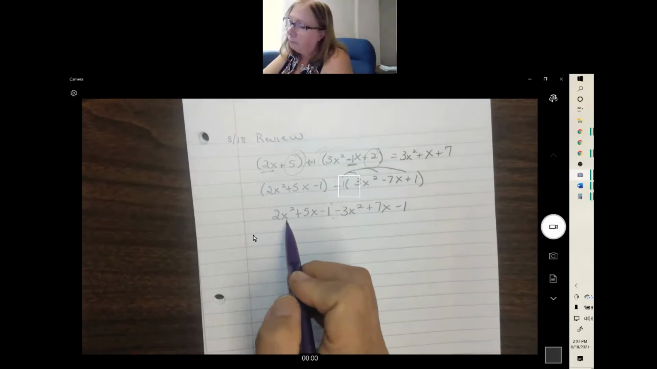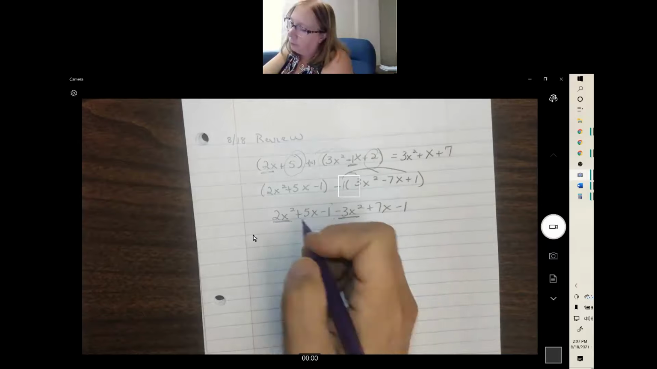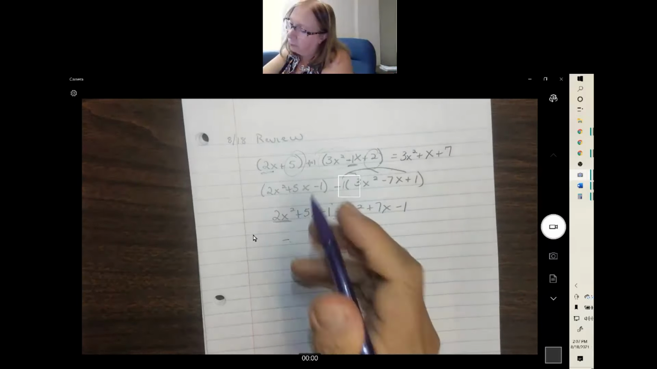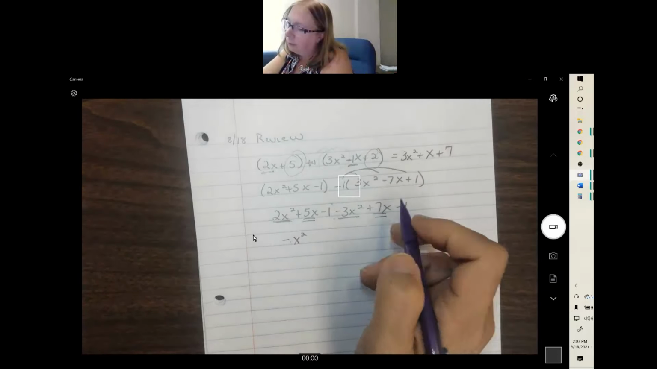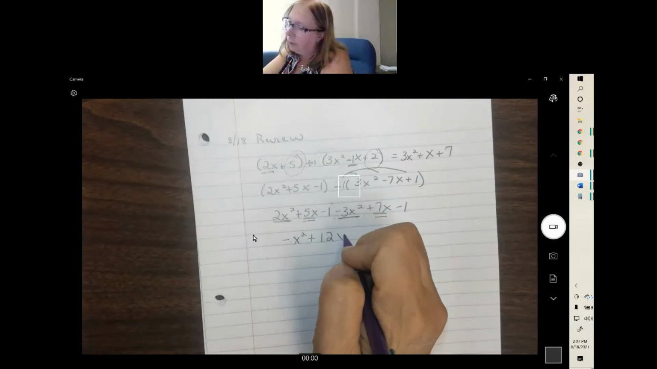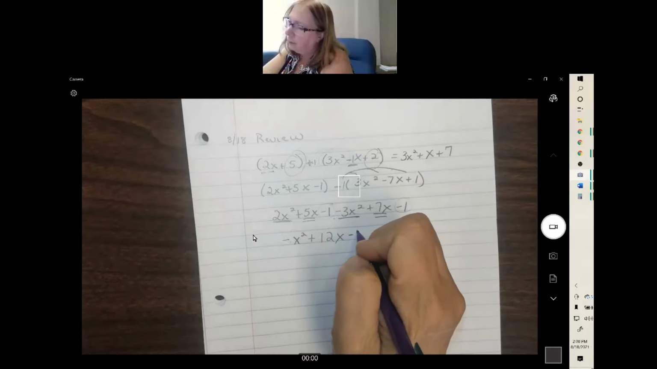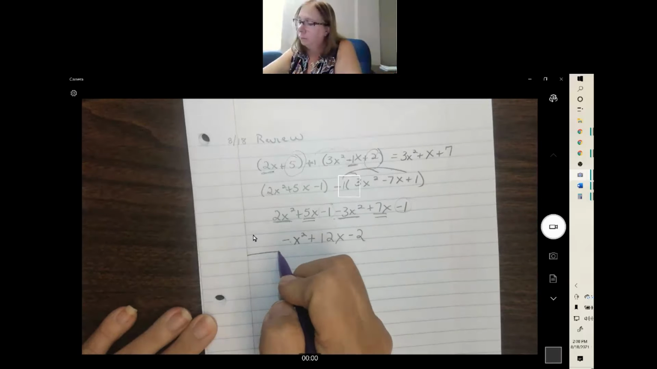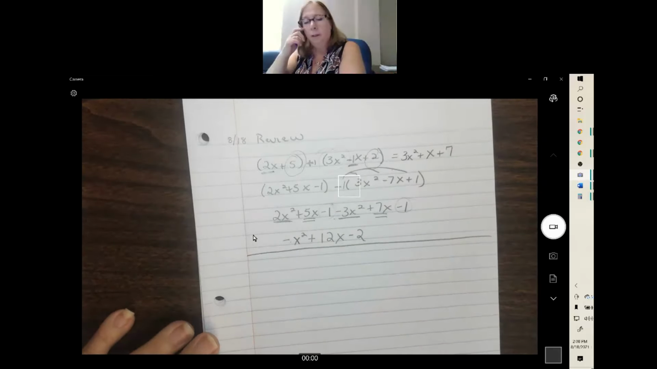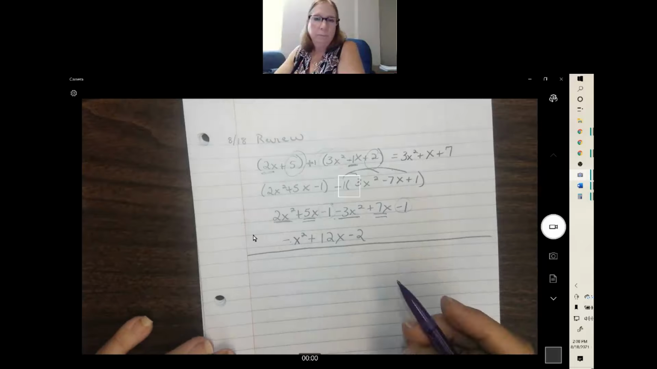Then you can combine your like terms. 2x squared minus 3x squared. Combining the numbers in front makes it a -1x squared. 5x and 7x. 5 plus 7 is 12x. And a -1 and a -1, same sign, add them and keep the sign. Any questions on combining like terms? Okay.